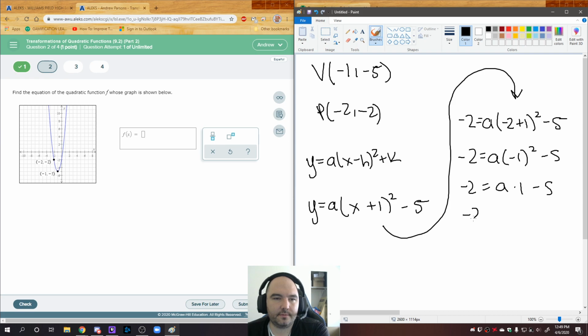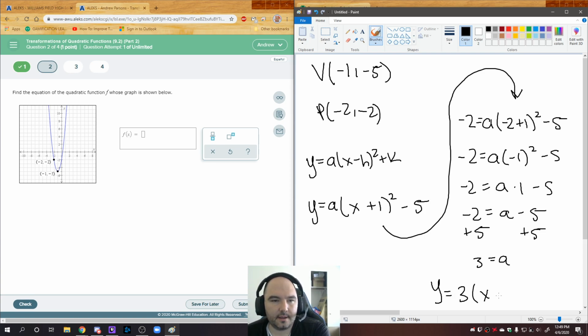And a times regular 1 is a. And now we've got a little equation to solve here, which is done by adding 5 to both sides. And I get 3 equals a. And now I have all the pieces. I had x and k from the vertex, and I now just solved for what a equaled. So now I have everything I need.